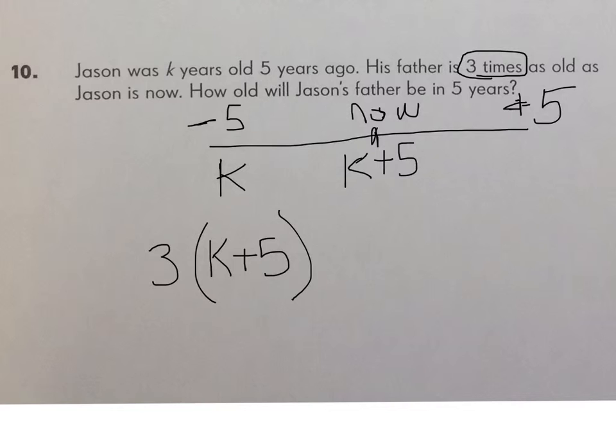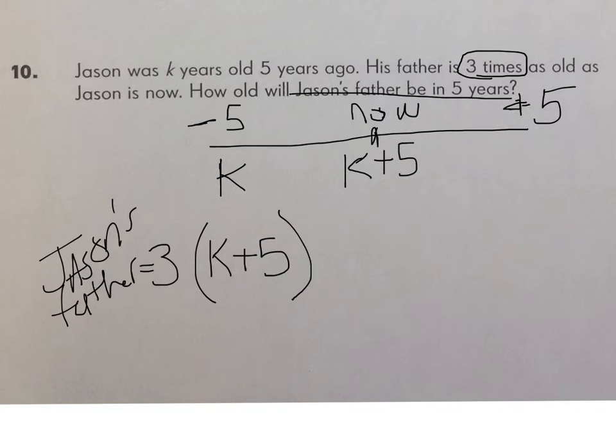So that's what Jason's father's age right now equals: 3, and then parentheses, times K plus 5. Now the question is, how old will Jason's father be 5 years from now? So if this is what he is now, all I've got to do is add 5 more years. So we have 3 times K plus 5, plus 5.